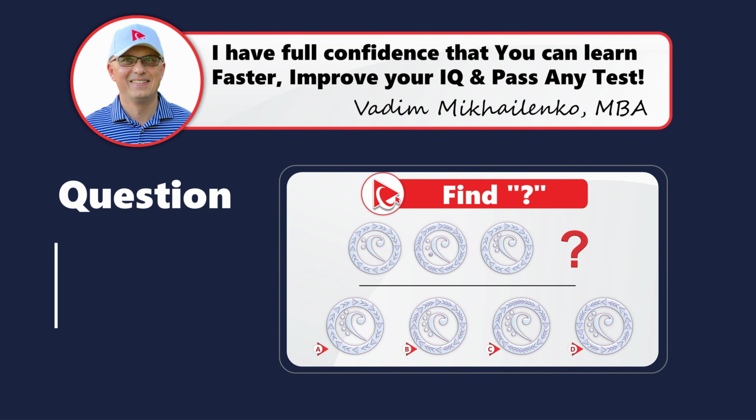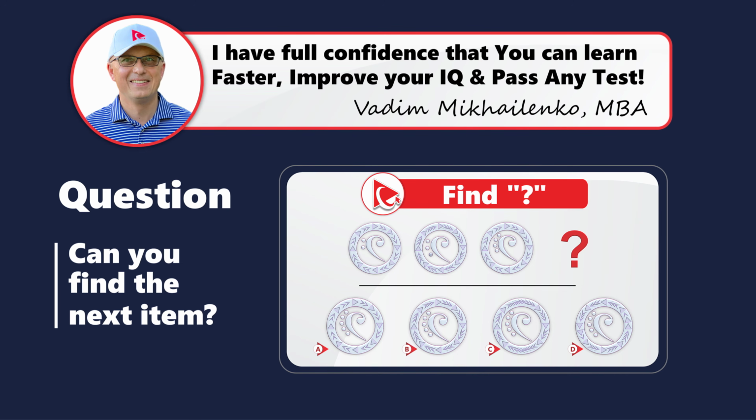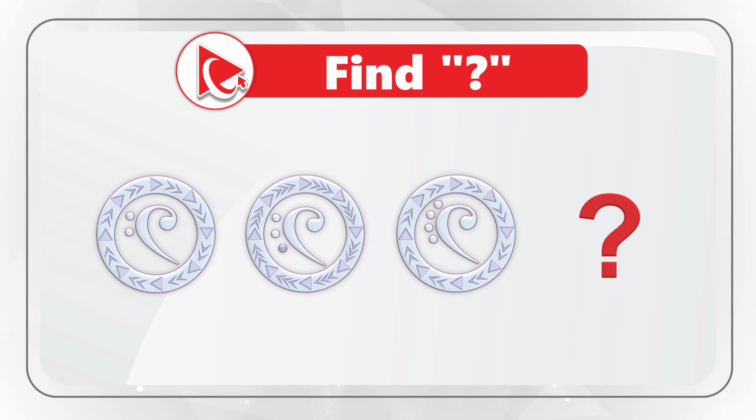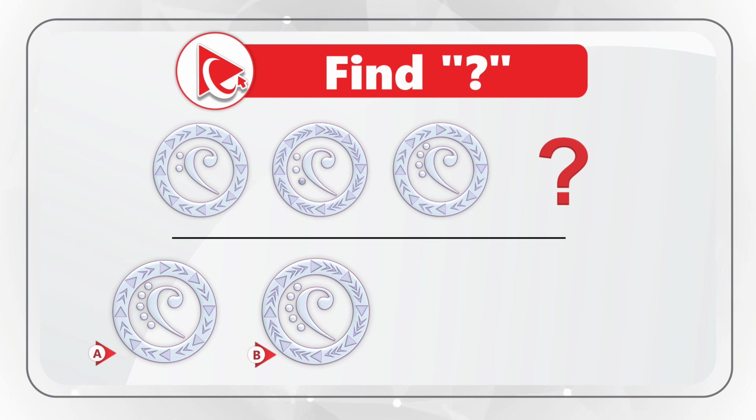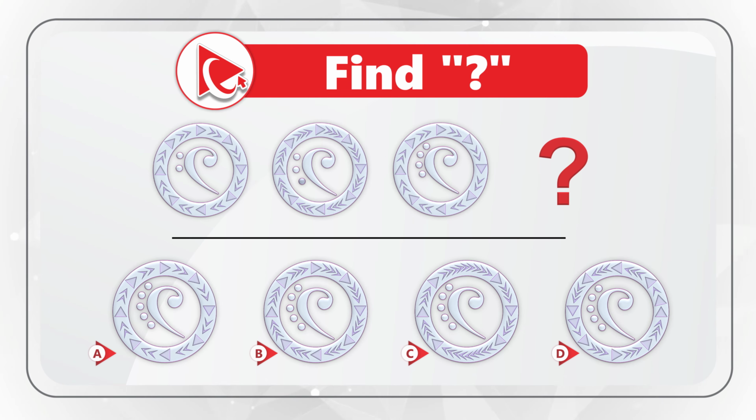Let's look at the very interesting question, which really makes you think. You're presented with 3 shapes, and the 4th shape is missing. You need to select the missing shape out of 4 different choices, A, B, C, and D. Take a close look at the pattern of shapes to see if you can come up with the solution.